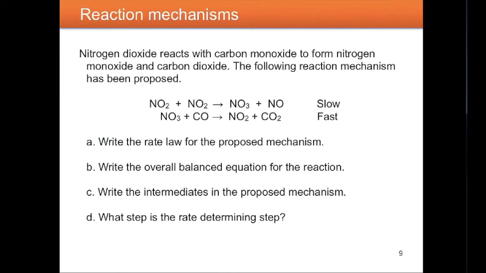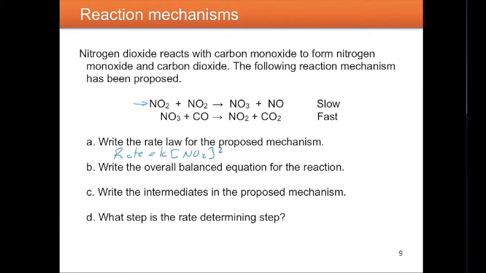Okay, another example. Nitrogen dioxide reacts with carbon monoxide to form nitrogen monoxide and carbon dioxide. Here's the following reaction mechanism that's been proposed. We're being told which reaction is the slow reaction and which one is the fast reaction. So given that information, how do we write the rate law? So again, the rate law is related to the rate determining step or the slow step. So all we have to do is look at this, look at the reactants, and write out the rate law. So rate equals K times the concentration of NO2 squared, because there are 2 NO2s. Okay, so there's our rate law.